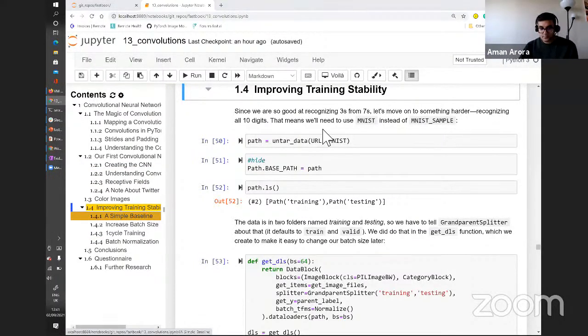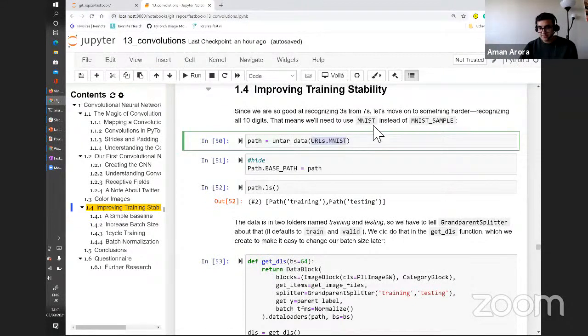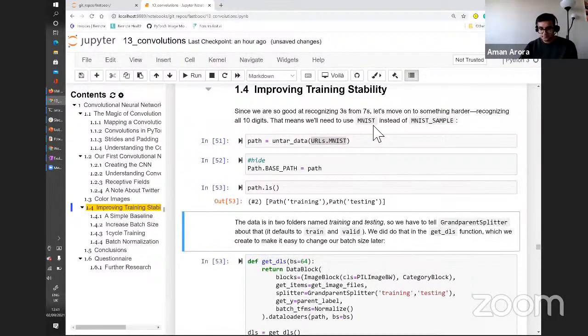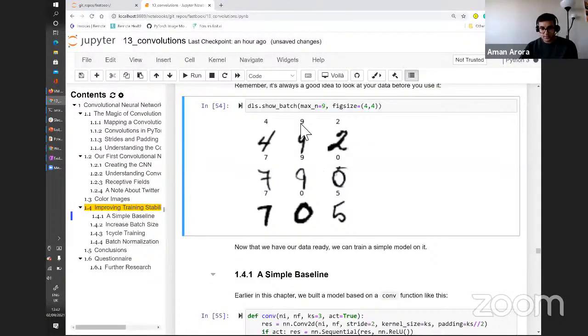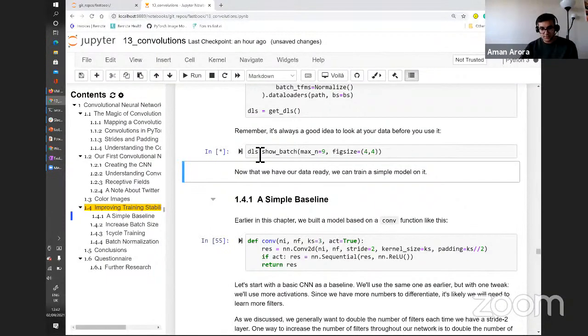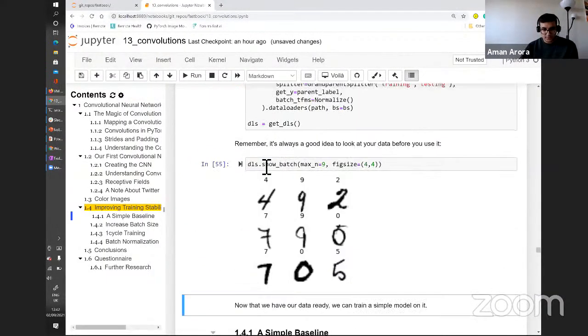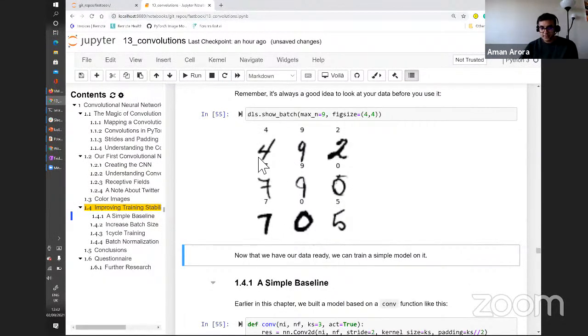So we're just going to grab our MNIST data set. MNIST is just basically 10 digits. Let me create my data loaders and show you the batch when that runs. Hopefully it won't take that long. Okay, so this is what I have.